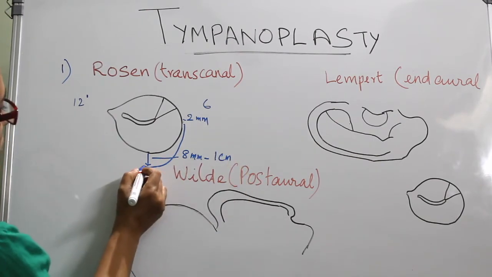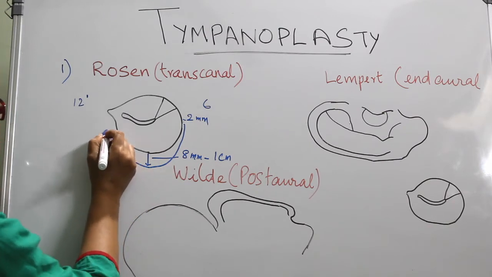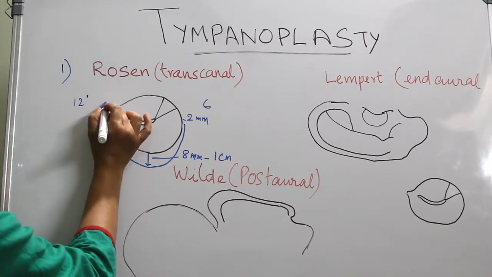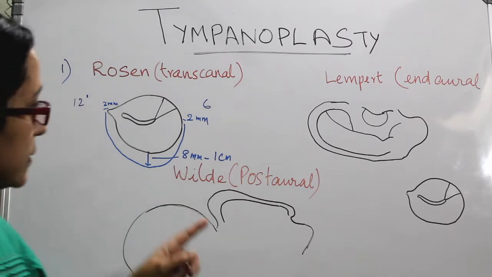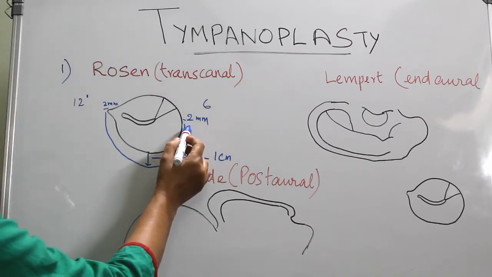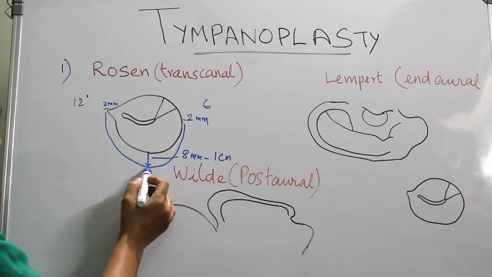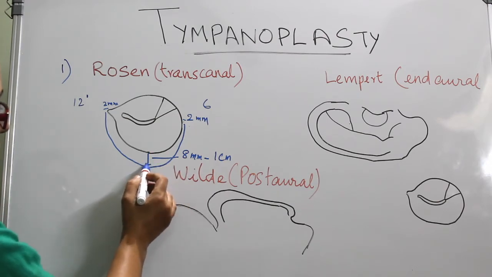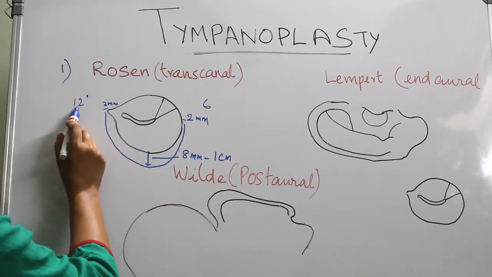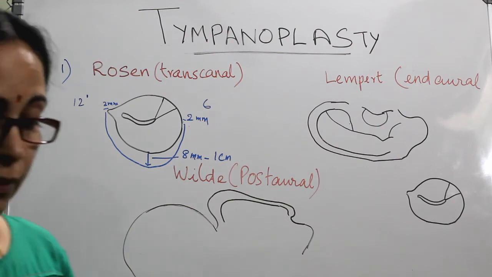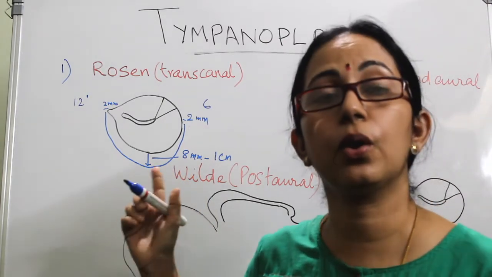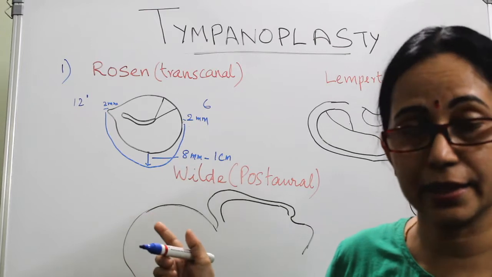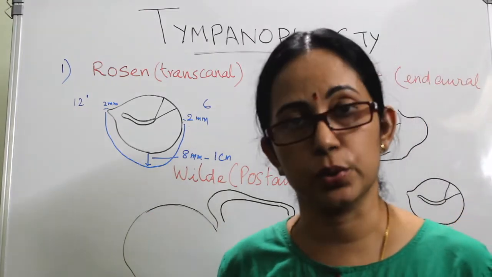Then again it goes and reaches up to the lateral process. Again it is 2 millimeters here. Okay, so this is Rosen's transcanal incision. It starts from 6 o'clock, curves down, and at this point it is around 8 to 10 millimeters. Then again it goes and reaches the lateral process at the 12 o'clock position. We can use a right angled Beaver knife of number 1 size, or also a sickle knife, or a round knife is also preferred.